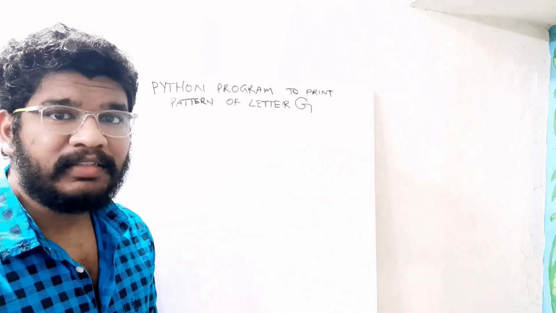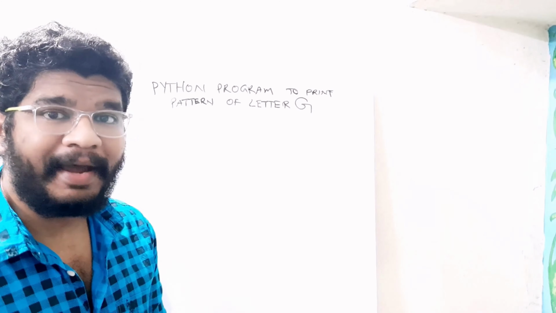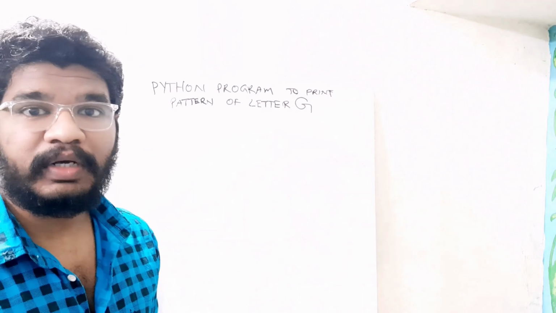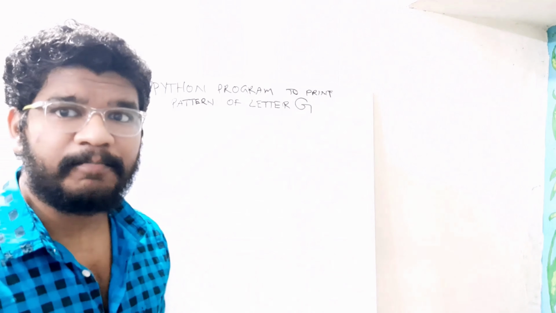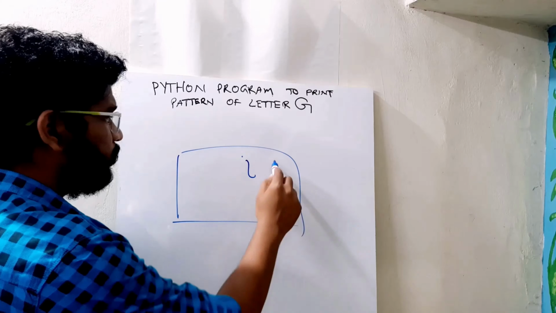I'm continuing the pattern series where I have shown you how to print the patterns of all the letters up to F. So here is the time for letter G. I'll link the playlist in the description and also in the I button somewhere in the right corner of this video. So let's get started.